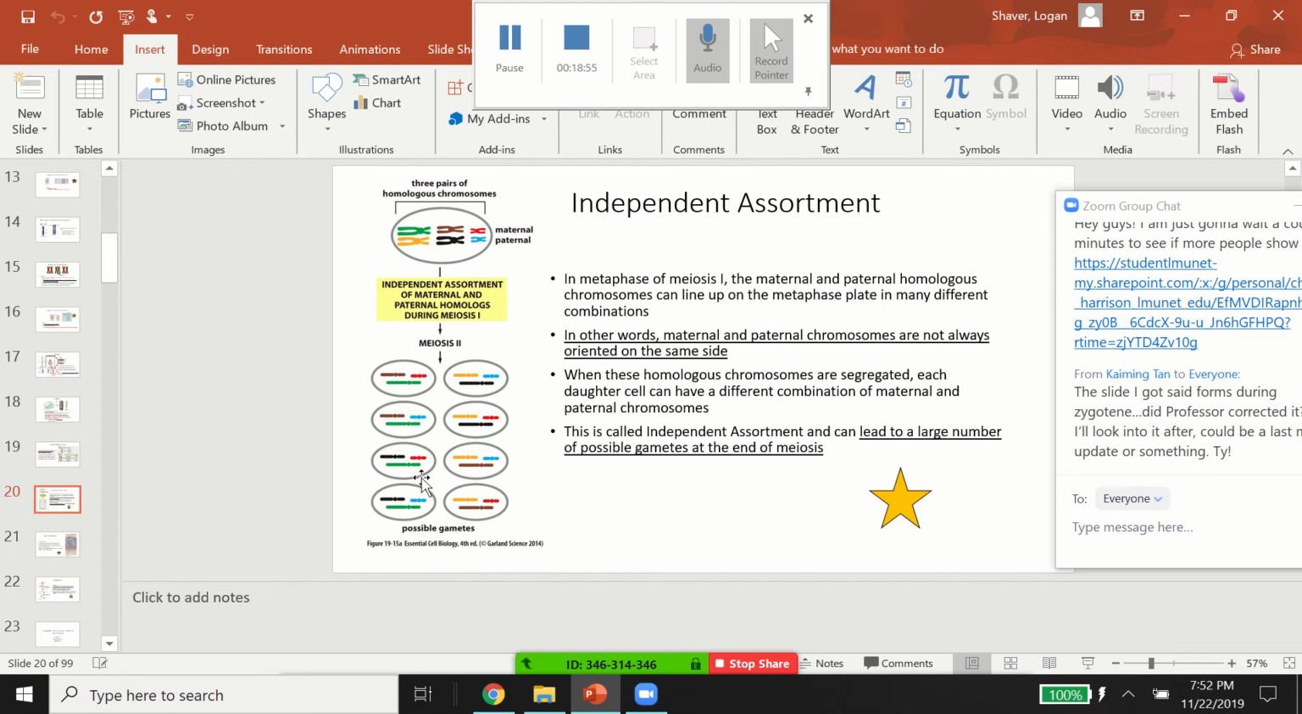So independent assortment. This is another strategy utilized in meiosis in order for genetic diversity to be increased. So what happens here? If you remember, in meiosis 1, you have all these different chromosomes. You have the maternal and the paternal chromosomes. Maternal, of course, comes from your mother. The paternal will be coming from the father. But anyway, they're not always oriented on the same side.